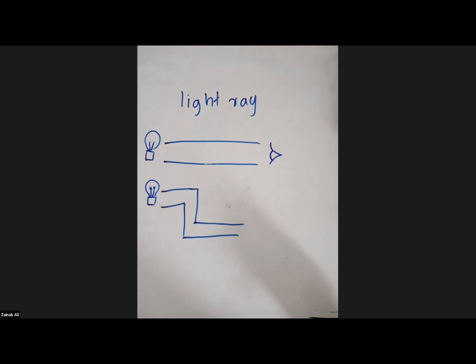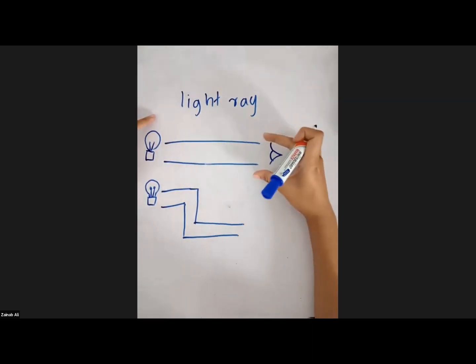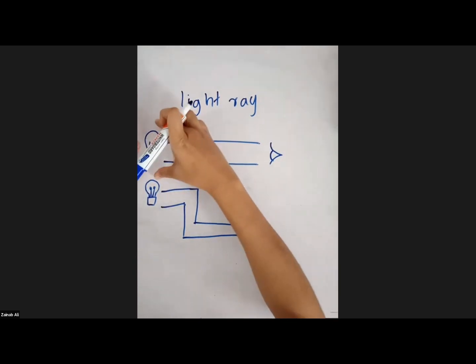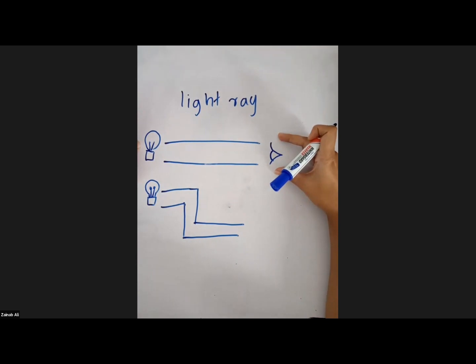Okay, so the first thing I'm going to teach you is what is known as a light ray. For that, you should take a straight tube and a bent tube. I'm going to place the bulb here and look from the opposite side of the tube. So my question is, will you be able to see the bulb which is here?